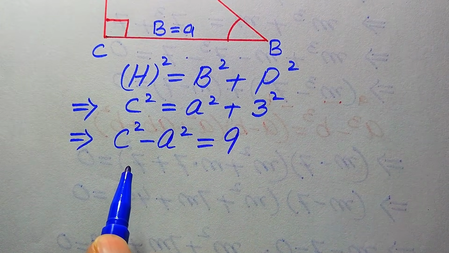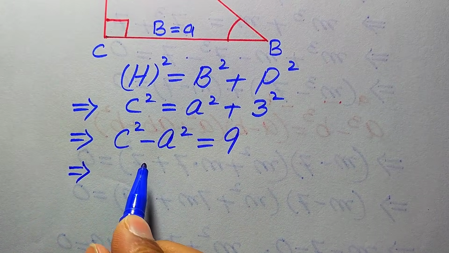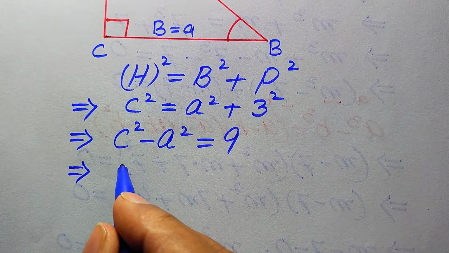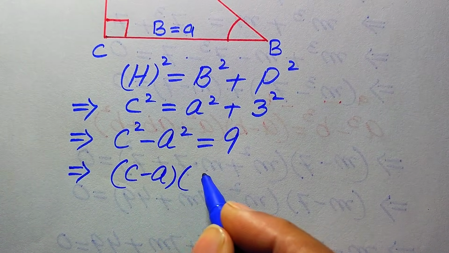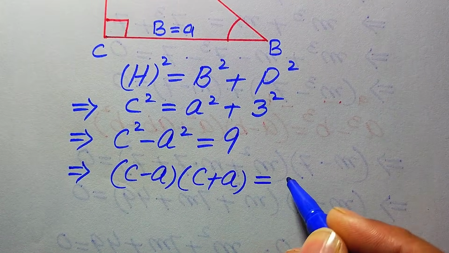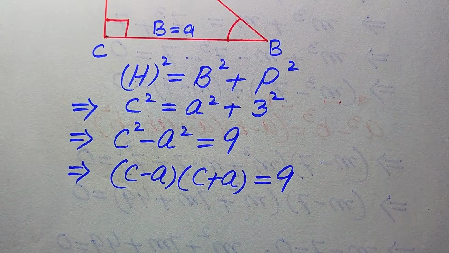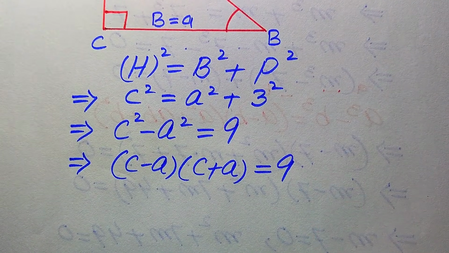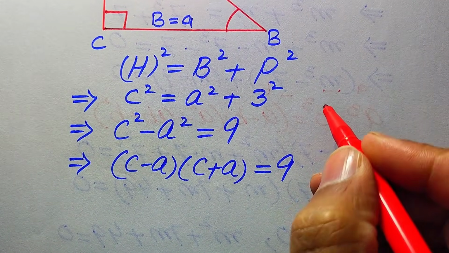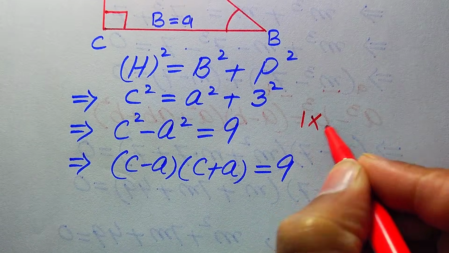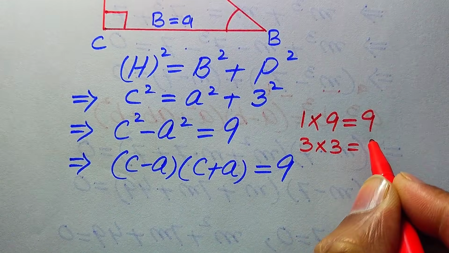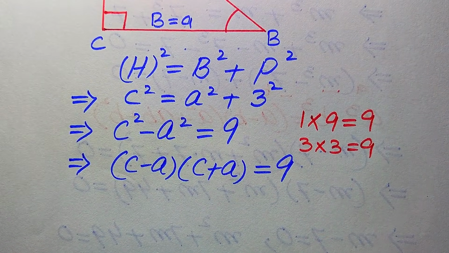Here you see that in the left hand side we have a very famous algebraic formula. We know that c square minus a square is equal to c minus a times c plus a, which is equal to 9. In the left hand side there are two factors multiplied by each other, but in the right hand side we have only one. So we need to find numbers whose product becomes 9. These are 1 multiplied by 9 equals 9 and 3 multiplied by 3 equals 9. So we have these two possibilities.